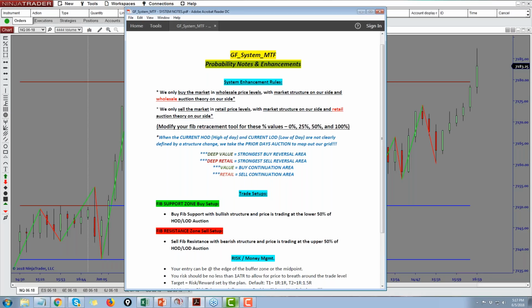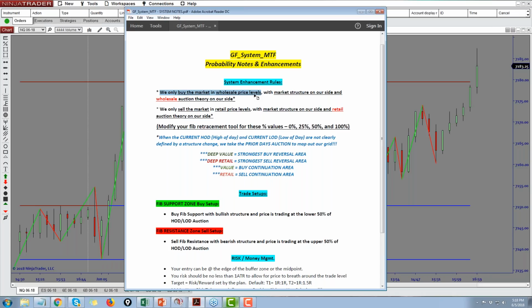Our goal is to understand where we are trading inside that auction so that we can put an emphasis on support or resistance for trade location. This is equally important for divergence. This is equally important for supply and demand. This is completely transferable. So what we're saying is we can only buy the market in wholesale price levels. Wholesale means you want a good deal. So if you're trying to trade and you say, well, how come my long worked earlier, but this one didn't? It's because most likely one of them was in a different location in the auction.